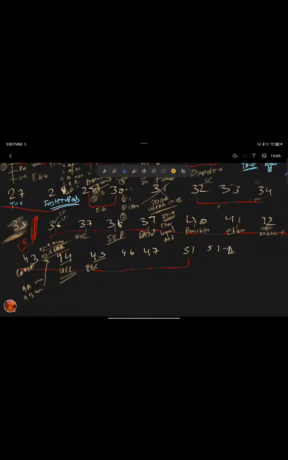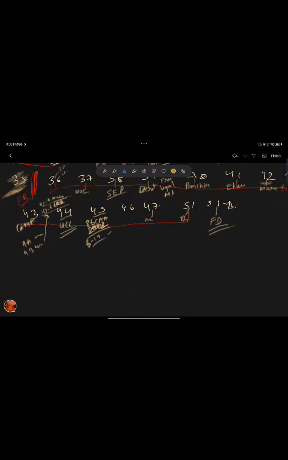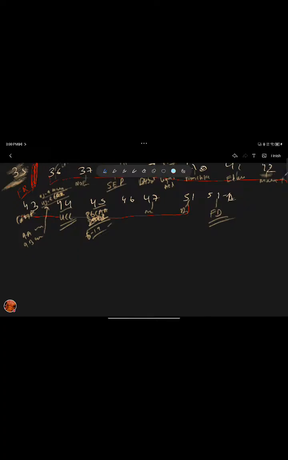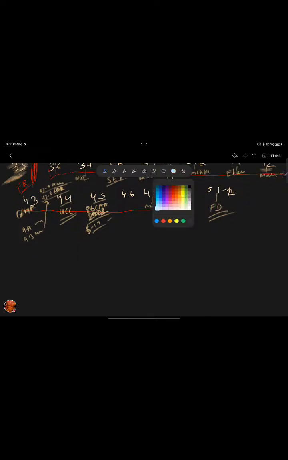45th is the 86th Constitution Amendment Act of, not 1976, it is 2002. So 6 to 14 year olds should study and all this. And 47th is your betterment of society. 51 is like DPSP would be used for the benefit of the state. 51A is your fundamental duty.